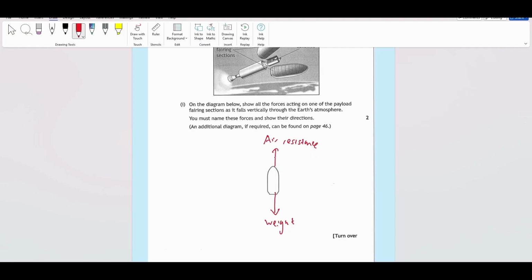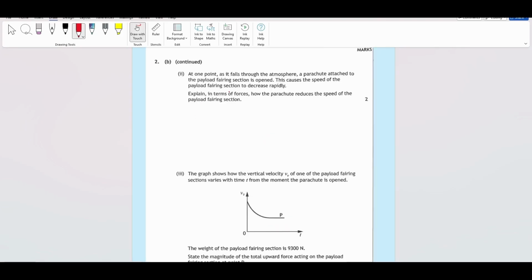So the only forces acting on this are weight and air resistance. Question 2BII says, at one point, as it falls through the atmosphere, the parachute attached to the payload fairing section is opened. This causes the speed of the payload fairing section to decrease rapidly. Explain, in terms of forces, how the parachute reduces the speed of the payload fairing section.